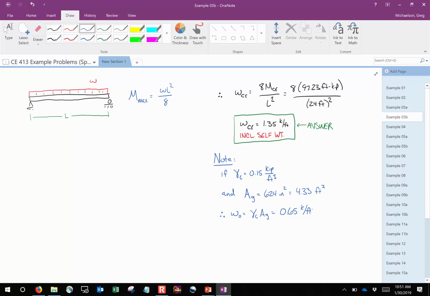Everybody good? That's all I got. We're going to talk about transformed sections next time, and after that we'll start looking at flexural capacity. But basically, just so you're aware, next time we're going to talk about what happens when the moments exceed the cracking moment. If you haven't turned your homework in, do so. That's all I got.